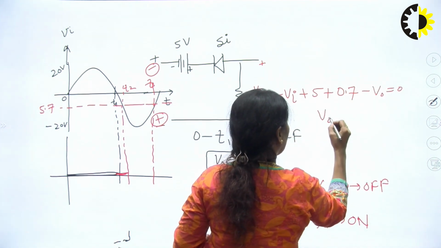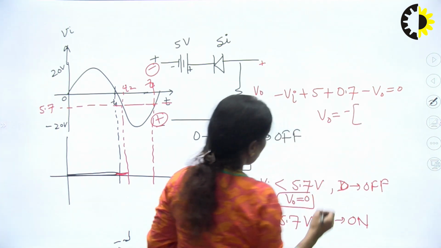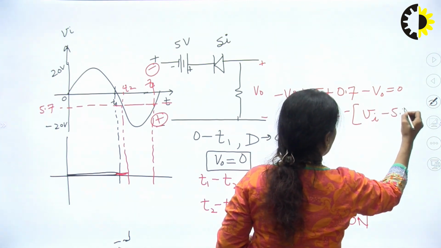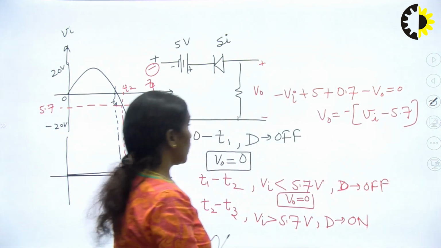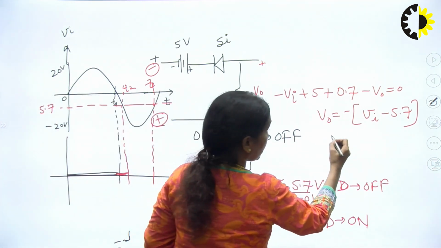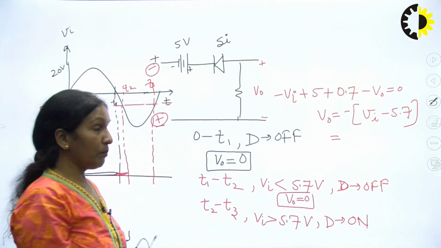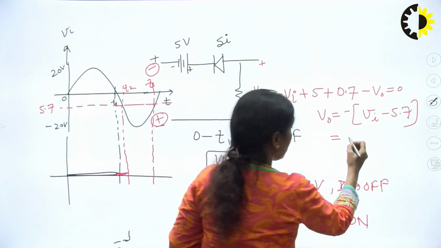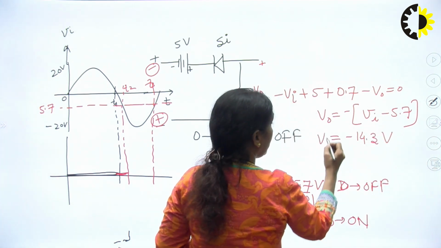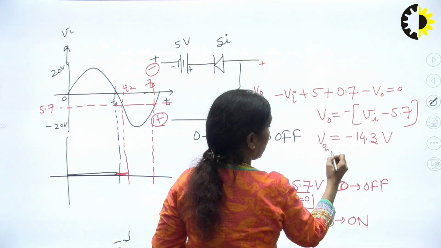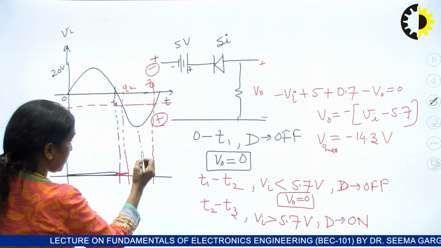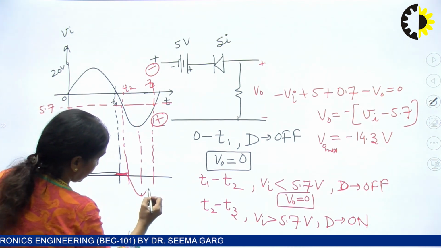So, V naught will be equal to, taking the minus sign out, Vi minus 5.7 volts. So, if you give the voltage 20 volts in this, the output will be equal to how much? It will be minus 14.3 volts. That will be the maximum value, V naught max. That means at this moment of time you are going to get your output.